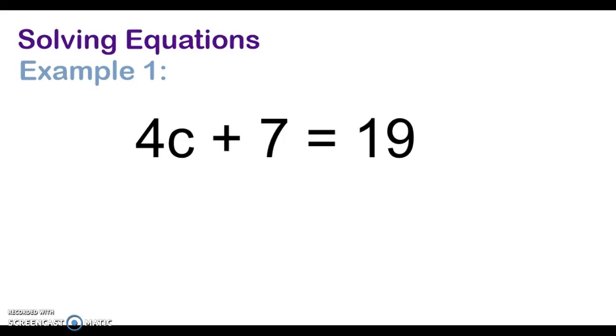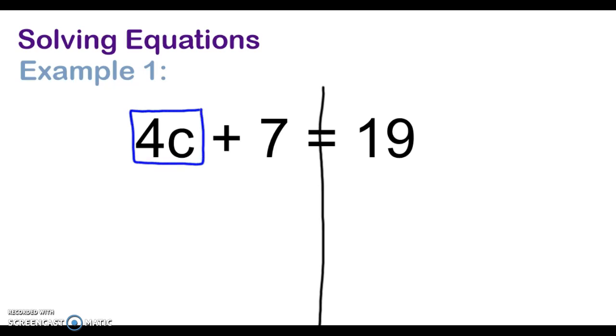Example 1, 4c plus 7 equals 19. So a strategy that I always do, I always pop that line right down the middle, well, where my equal sign is. All right, and then it said in step 1, we need to box the variable with the coefficient. So I notice that I have the 4 and the c. I'm going to box that.